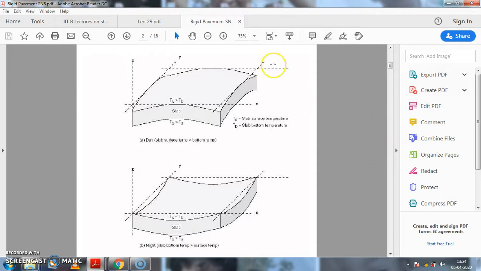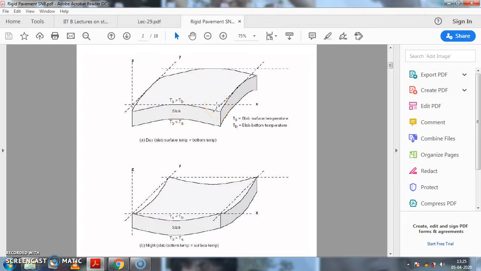I have given a diagram on warping stress. Basically, the surface of the slab is subjected to a wide range of temperature during the daily cycle, or you can say also the seasonal cycle, whereas the temperature of the bottom of the slab, in direct contact with the subgrade or base, remains relatively more constant. This temperature gradient through the slab causes differential expansion or contraction between the top and bottom of the slab.